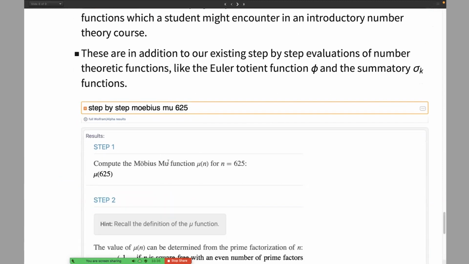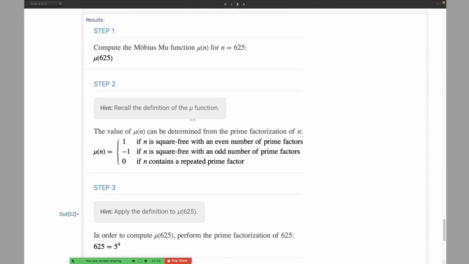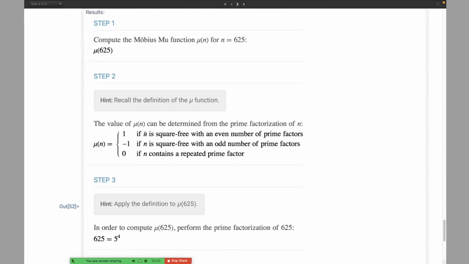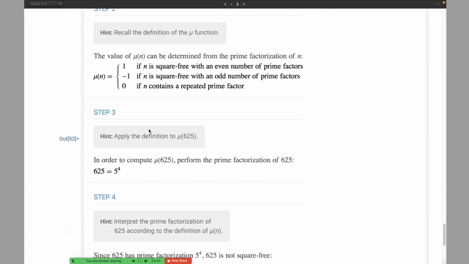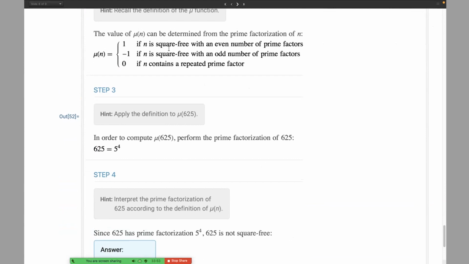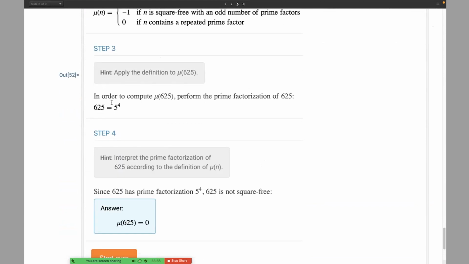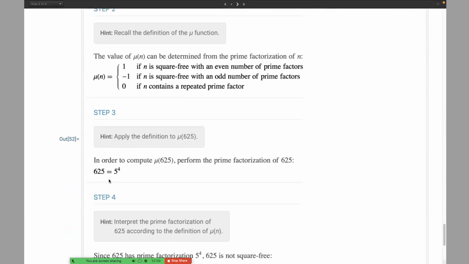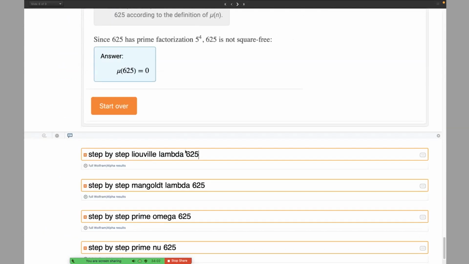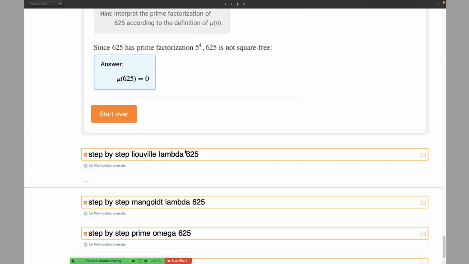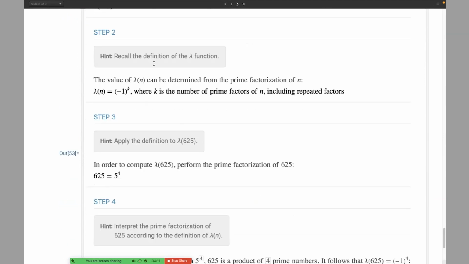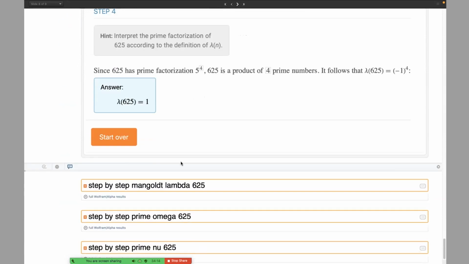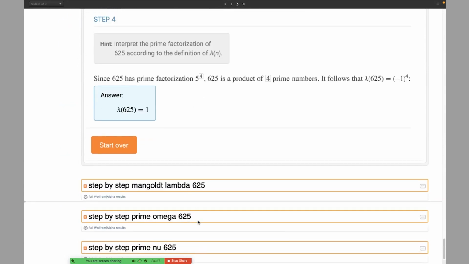So to compute the Mobius function mu for a given input, we first remind the student of the definition of the Mobius mu function, which, like all of these functions, tells us something about the prime factorization of our number. So we remind the student of the definition of our function, we find the prime factorization of our number, and then we just apply the definition to the prime factorization to find our solution. And the same goes for the Liouville lambda function. I will just quickly evaluate these and show these, but I won't go through them in detail. Again, we have the definition, the prime factorization, apply the definition, and it's the same for the remaining three.